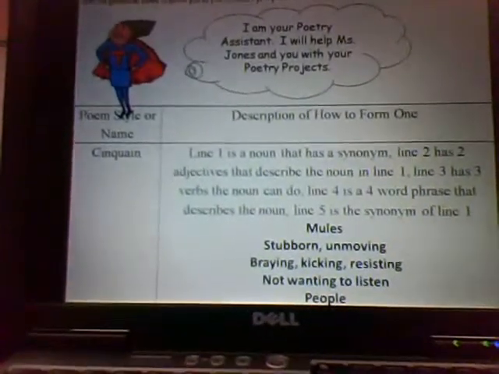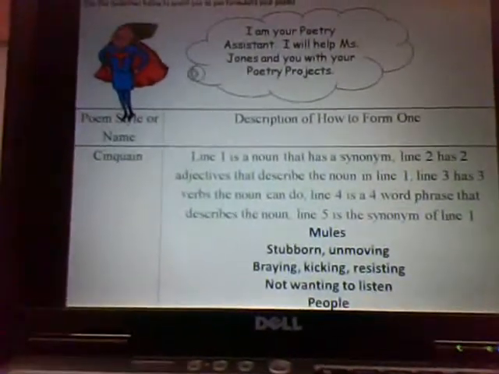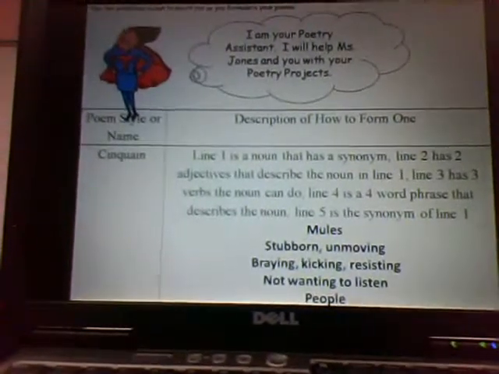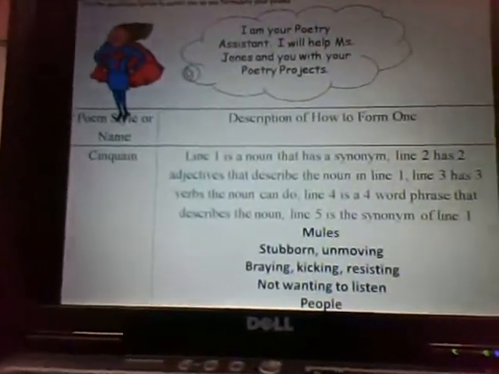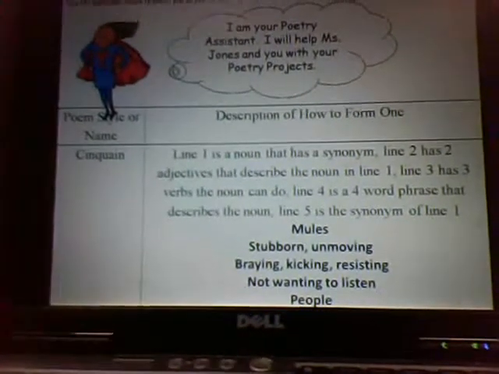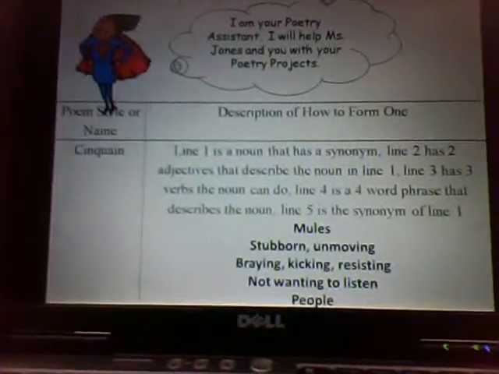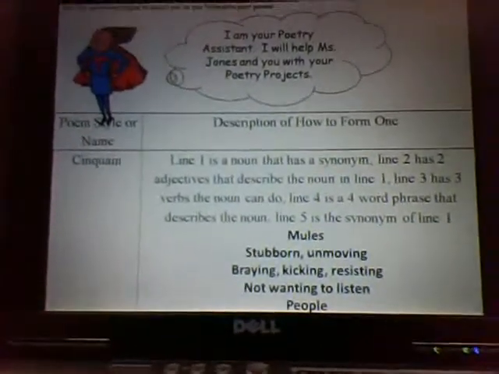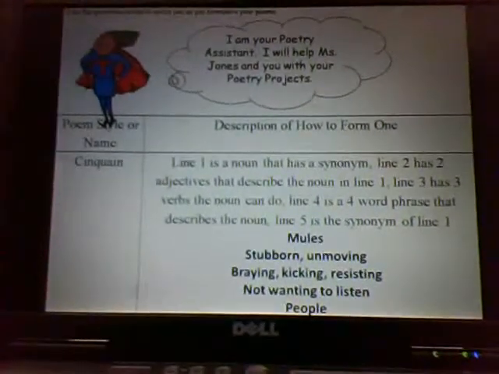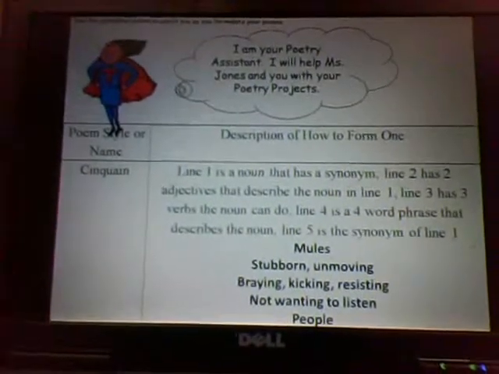Finally, they have a word that represents mules, and the poem is not just talking about mules, but it's also talking about people. We are stubborn and unmoving. Sometimes we make some sounds, some whining, some complaining sounds. We kick, we resist. We don't always want to listen. So therefore, the nouns in line 1 and line 5 are both represented through the remaining lines.